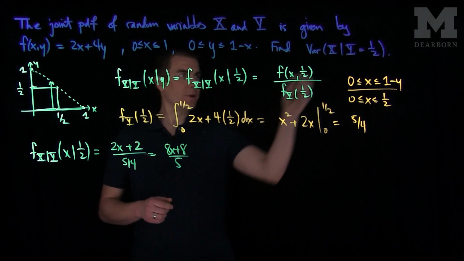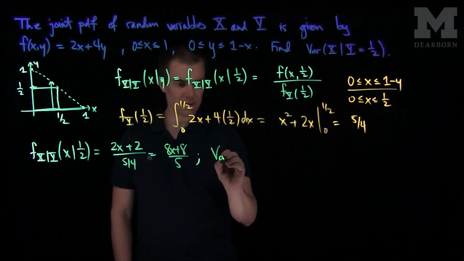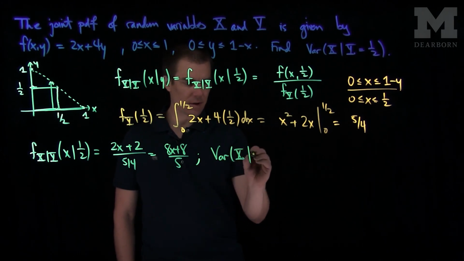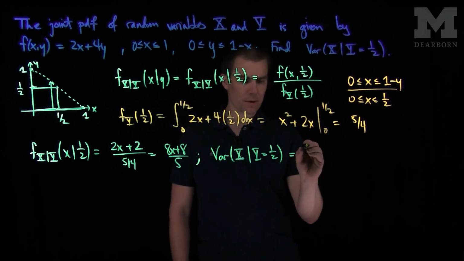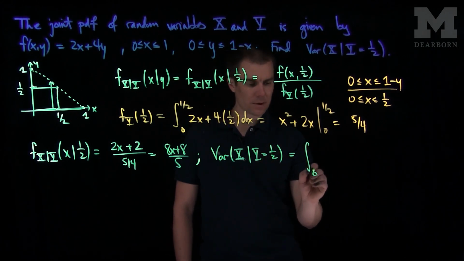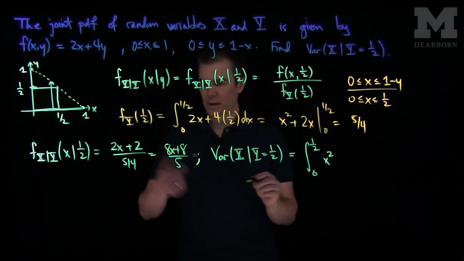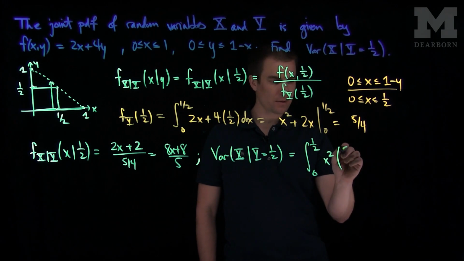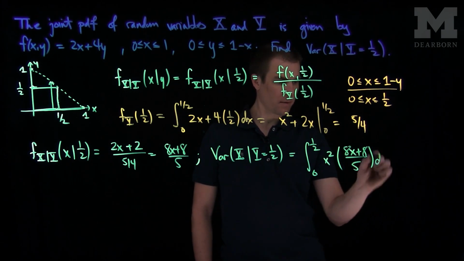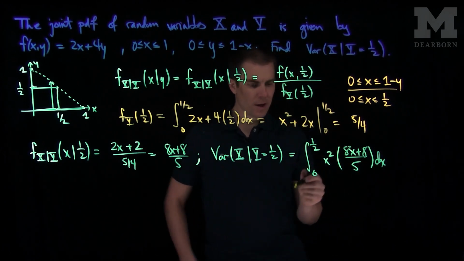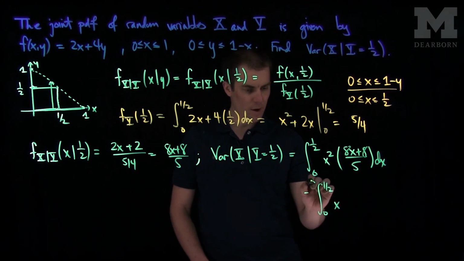And so now, to compute this variance, we need two things. So now we note that the variance of x given that y is equal to 1/2 is going to be equal to the integral from 0 to 1/2. That's my range of x. I'll have x squared times this PDF. That's the second moment. So this will be my first thing to integrate. And then from the second moment, I have to subtract the first moment quantity squared.